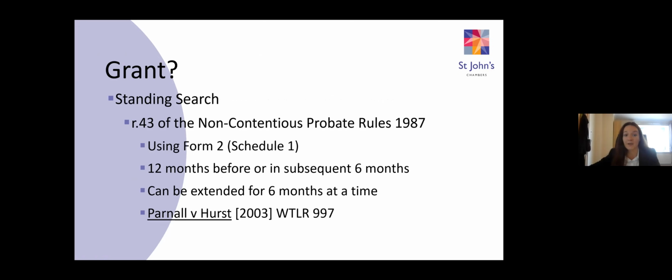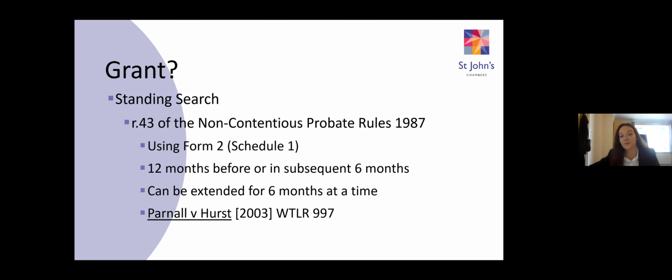So, beginning with how to protect a potential challenger's position pending a probate claim, the first things to consider as a matter of urgency when a client expresses doubt as to the validity of a will will usually be whether a grant has been obtained, and if not, whether it's necessary to prevent a grant being issued. Checking whether a grant has been issued is done using a standing search.